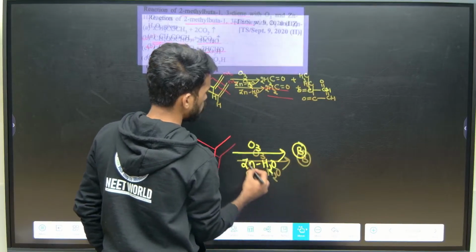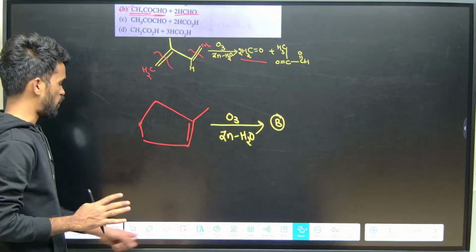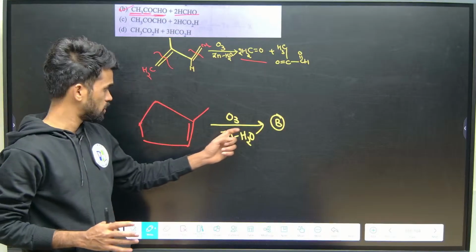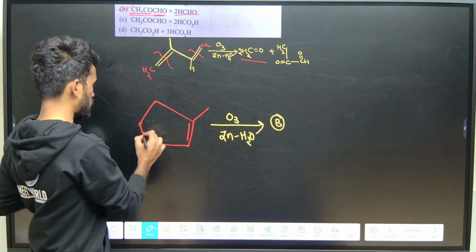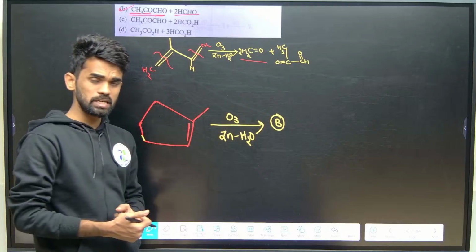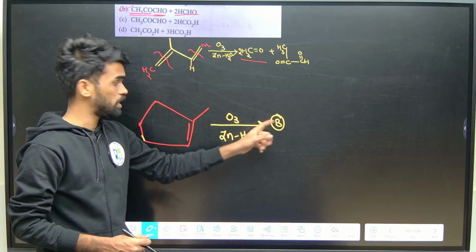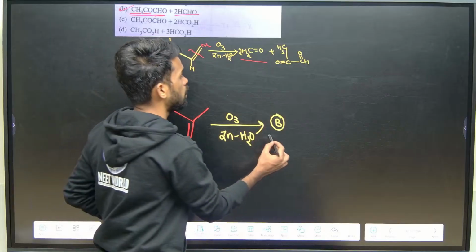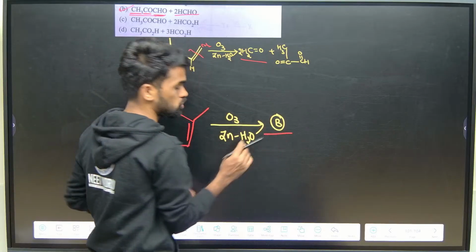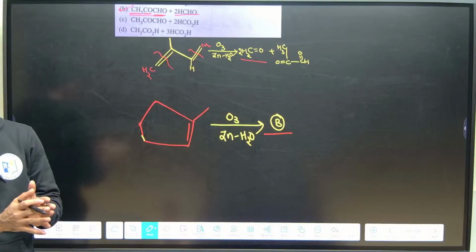So what is the IUPAC name of this product B formed during this process? So this alkene, upon treating with ozone and zinc and water, gives B. What is the IUPAC name of this B? Tell me your answer for this particular question in the chat box. I will be looking into it. Okay, right.